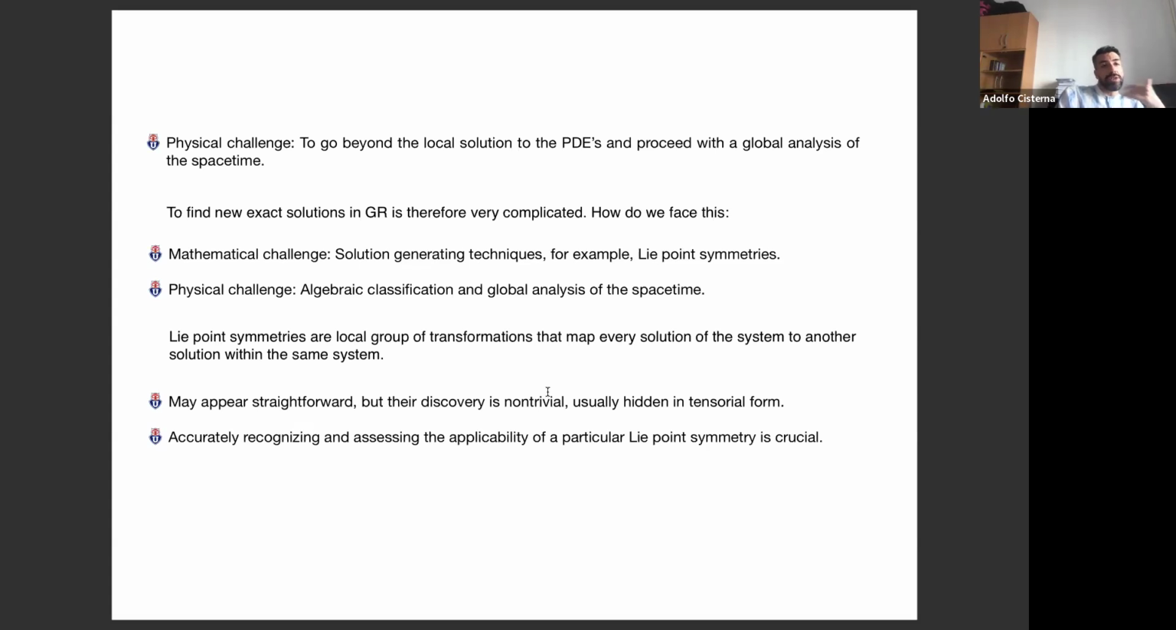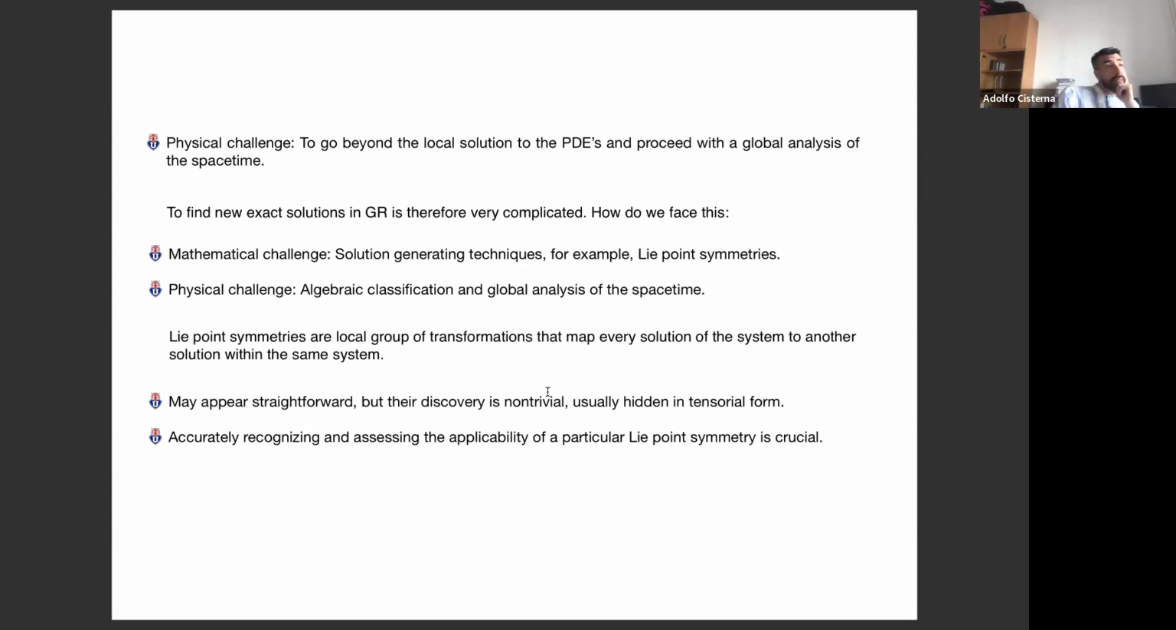If you turn on stationarity and you go for rotating solutions, to find exact solutions is very complicated. So usually you need to use solution generation techniques that are very often based on Lie point symmetries. And to meet the physical challenge, usually what you do is that you understand the algebraic classification of the spacetime. You understand what type of spacetime you are dealing with, and then you can understand the nature of the Weyl tensor, and knowing this, you know the type of gravitational field you have at hand, a gravitational field with a Coulomb behavior, or that has a gravitational wave, and so on.